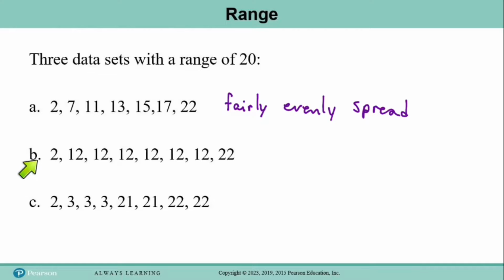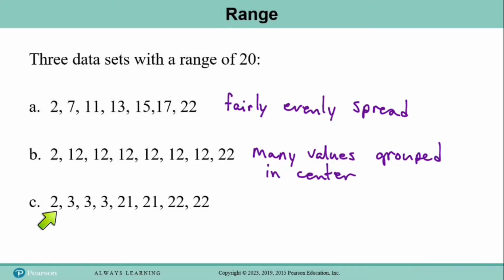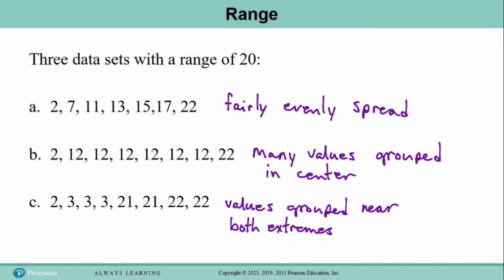But if you look at this second data set, except for the smallest and the largest values, all the rest of them are exactly the same. So they're very tightly grouped together. And then if you look at the last data set, the range is still 20, and halfway in between 2 and 22, you would find 12, but none of the values are near 12. They're all either grouped down toward the lowest number in the set or up toward the highest number in the set. So I just wanted you to see one of the big limitations that range has and why, even though it's very easy to calculate, we don't count on it for a lot.